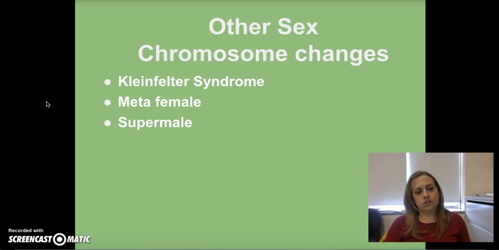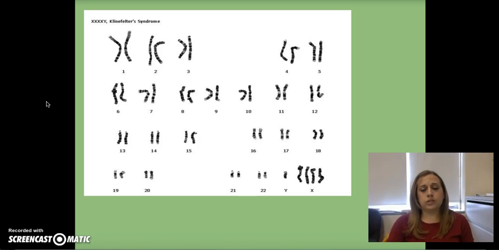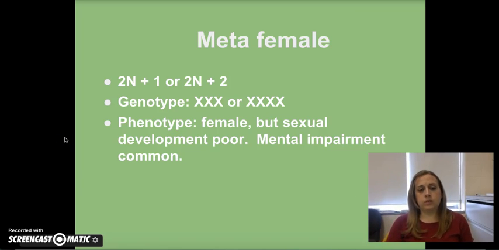There are other sex chromosome changes as well. So you have Klinefelter syndrome, metafemale, and then super male. Klinefelter syndrome is going to be a trisomy. So here you have 2n+1, and so you have the genotype of XXY. So even though there are 2 X's, there's also a Y chromosome, and so phenotypically an individual with Klinefelter syndrome is male, even though there's 2 X chromosomes. There is still a Y chromosome as well. And again, sexual development is usually poor, but also usually sterile. Here we have Klinefelter syndrome, and we've got 4 copies of the X, but again, we still have that Y chromosome, and so because of that Y chromosome, this individual would phenotypically be male.